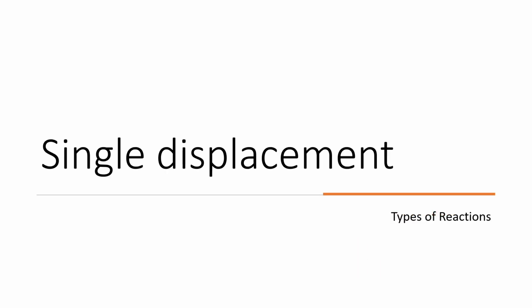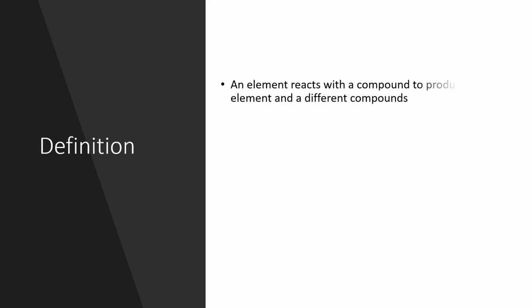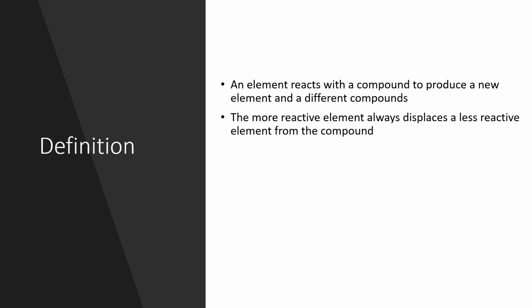The third type of reaction we are going to look at is called single displacement reaction, or we call it single replacement reaction. Either is fine. An element reacts with a compound to produce a new element and a different compound. In this case, the element is usually the more reactive element, which displaces the less reactive element from the compound. In order to identify such reactions, we will also need what we call the activity series or reactivity of metals.